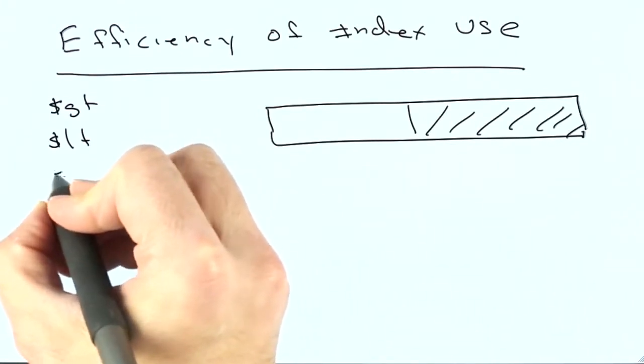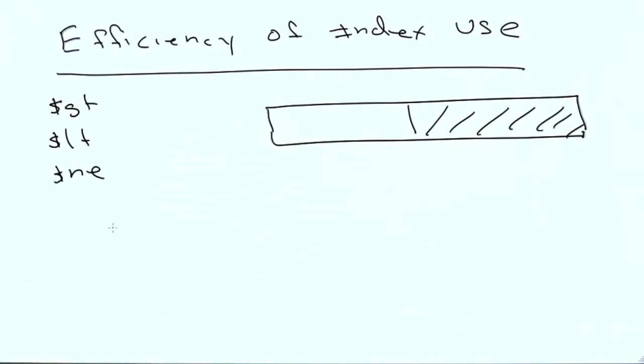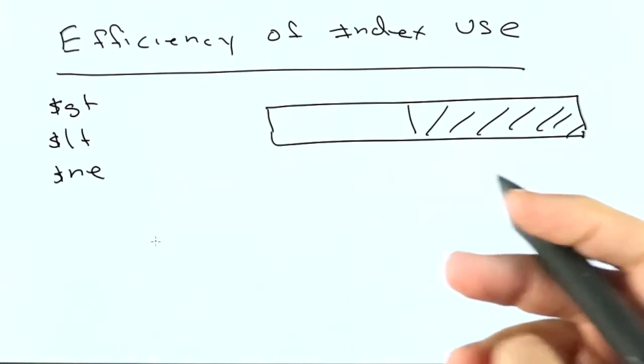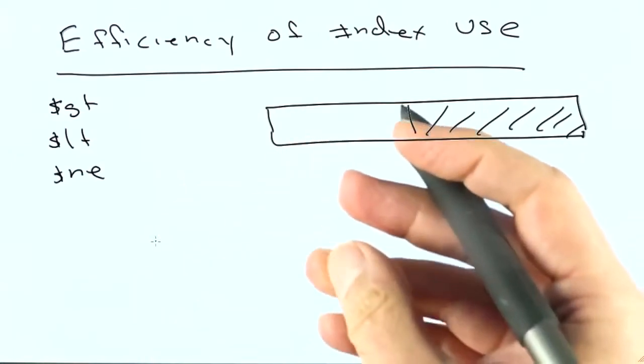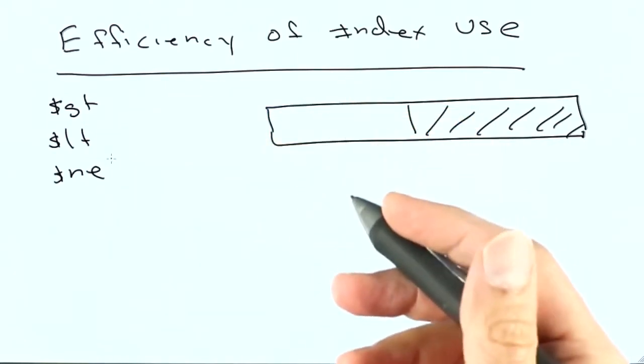Other things that might not use the index, or if they use it inefficiently, are not equals, or not in, or doesn't exist. All of these negative operators are difficult because they need to inspect every element to see if it satisfies the criteria, and it might return a large result.